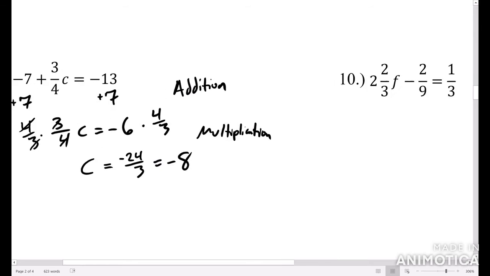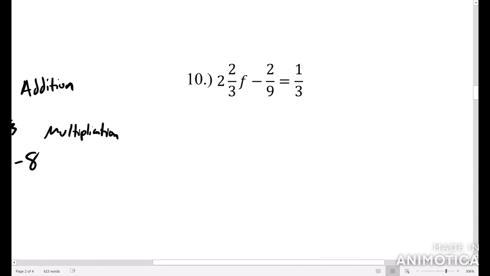For number 10, we've got 2 2/3 F minus 2/9 equals 1/3. So just like the example I did up above where I had a mixed number, I don't want to deal with that. I'm going to convert that into an improper fraction. So 2 times 3 gives me 6. I add that to 2, I get 8. So this is really 8/3 F. I'm going to rewrite this. 8/3 F minus 2/9 equals 1/3.